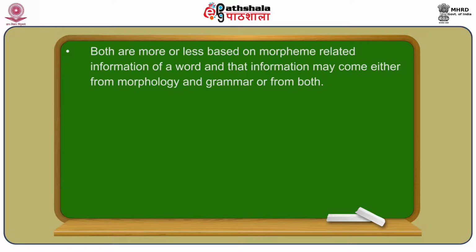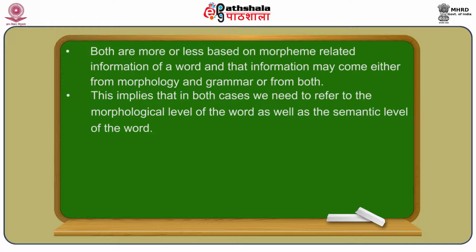So both are more or less based on morpheme related information of a word, and that information may come either from morphology and grammar or from both. This implies that in both the cases we need to refer to the morphological level of the word as well as the semantic level of the word. So we get morphological information from the morphological level of the word. Also, the syntactic frame has to be taken into consideration. What kind of parts of speech or morphological role or syntactic role the word performs.